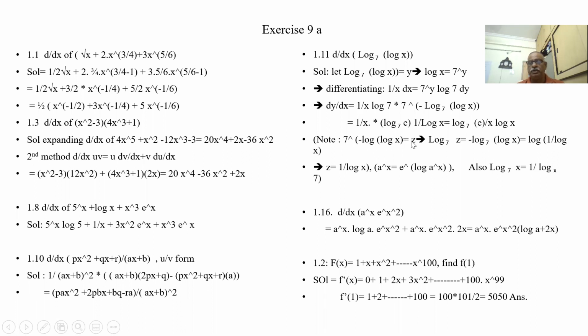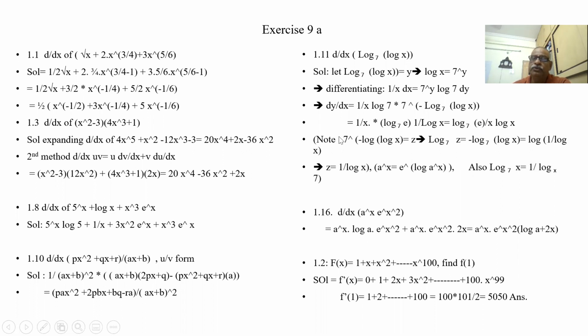So 7 comes to here. Log z to base 7 is equal to minus log of log x. This is log x to the power of minus 1. That means 1 by log x. So log of 1 by log x. That means z is equal to 1 by log x. Z is equal to 1 by log x. That is what it has become here: log e to base 7 by x log x.